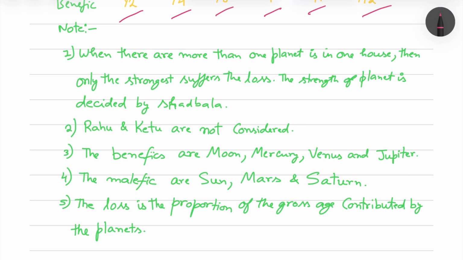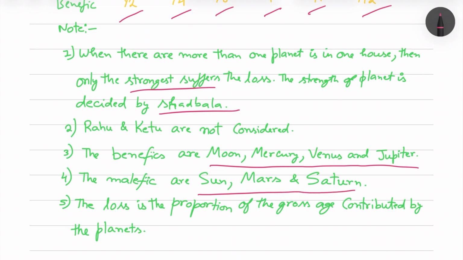When there is more than one planet in one house, then only the strongest suffers, and the strongest is decided by the Shadbal. Rahu and Ketu are not considered in this when we are considering conjunction or the planet placed in the visible half. Benefics are Moon, Mercury, Venus, and Jupiter. Malefics are Sun, Mars, and Saturn. Loss is in proportion to the gross age contributed by that particular planet.